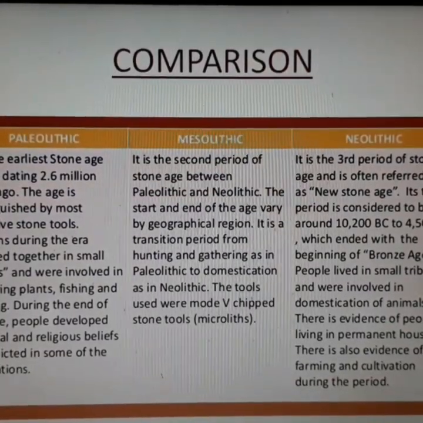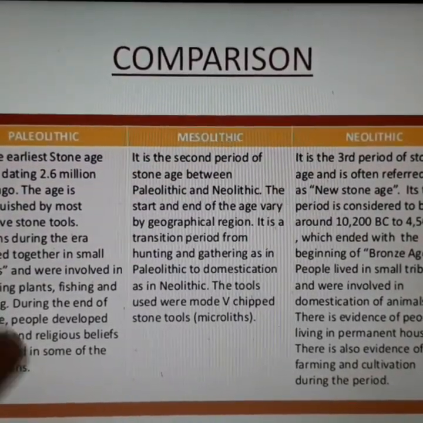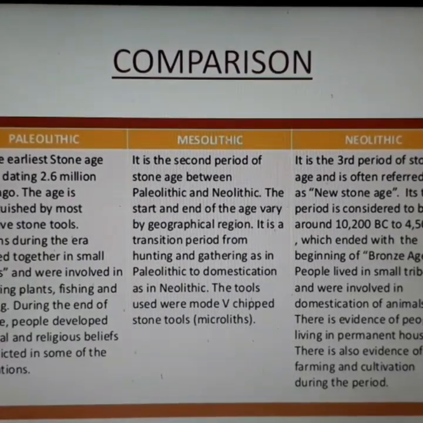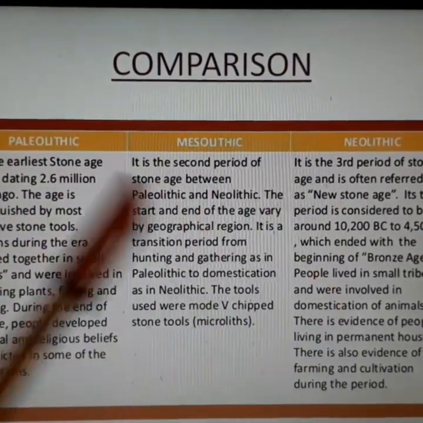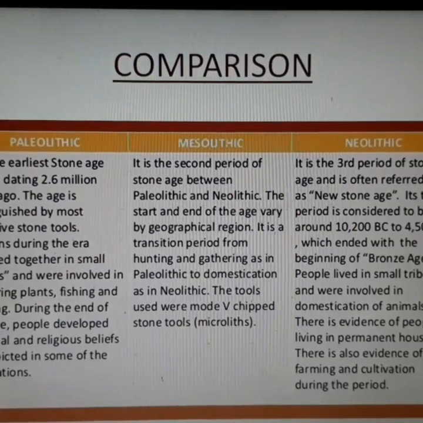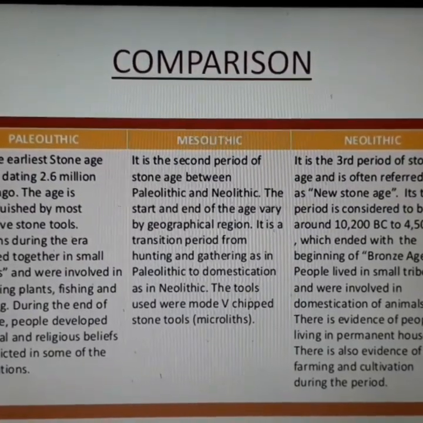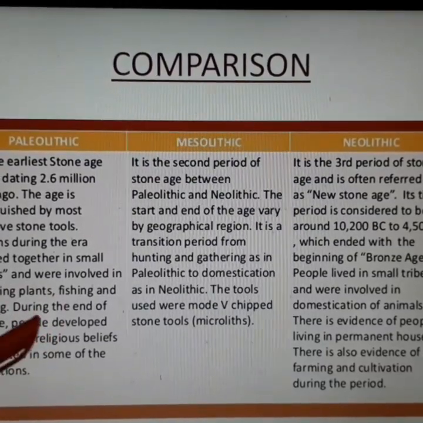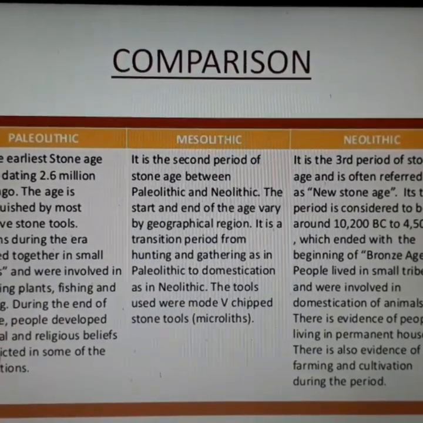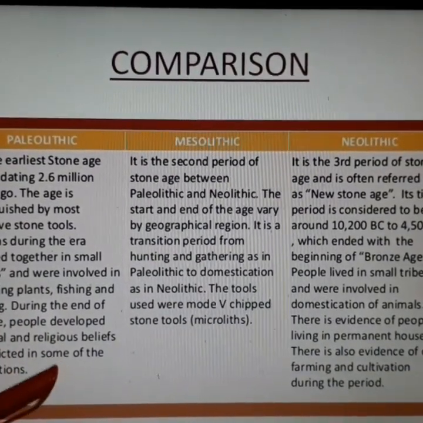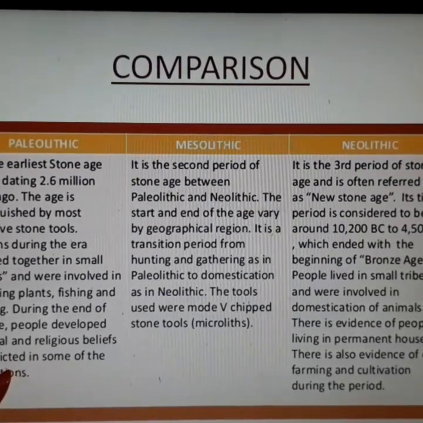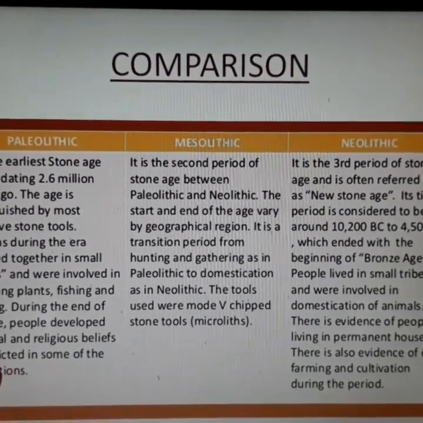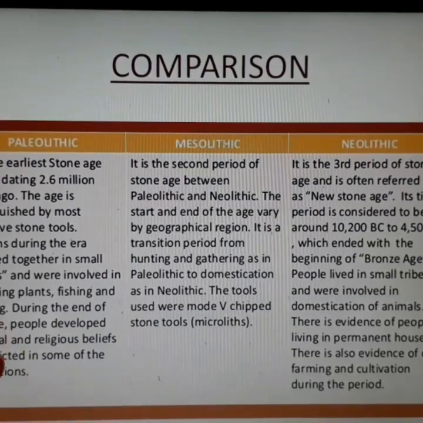Now in the last image you can see I have given you a comparison between the three ages. We have studied that in the Paleolithic Age humans were grouped together in small bands and were involved in gathering plants, fishing and hunting. Toward the end of the age, people developed spiritual and religious beliefs, as depicted in some of their excavations, that is, in some of their caves.